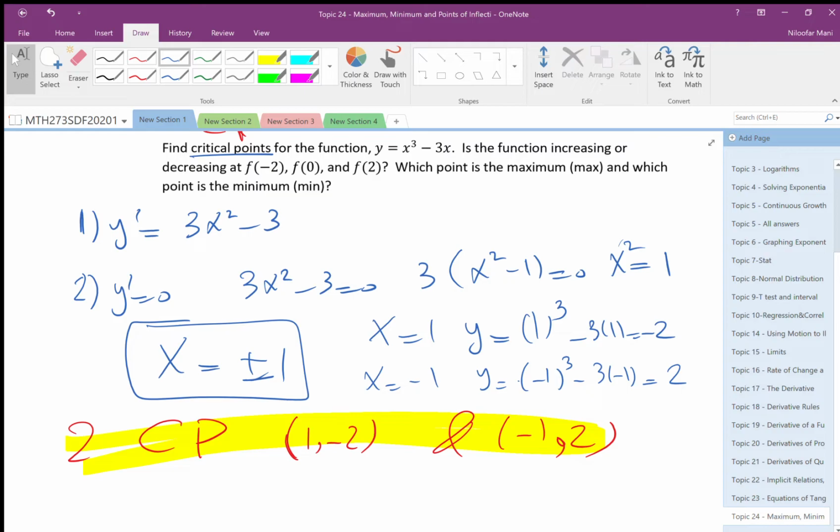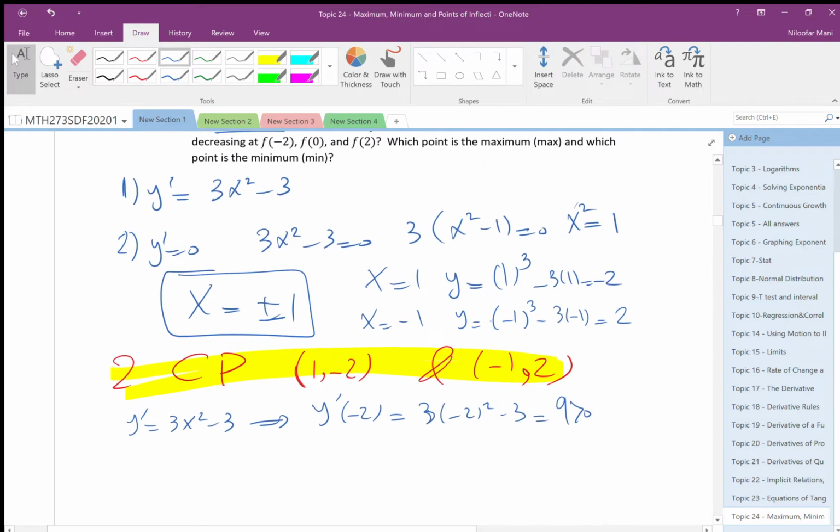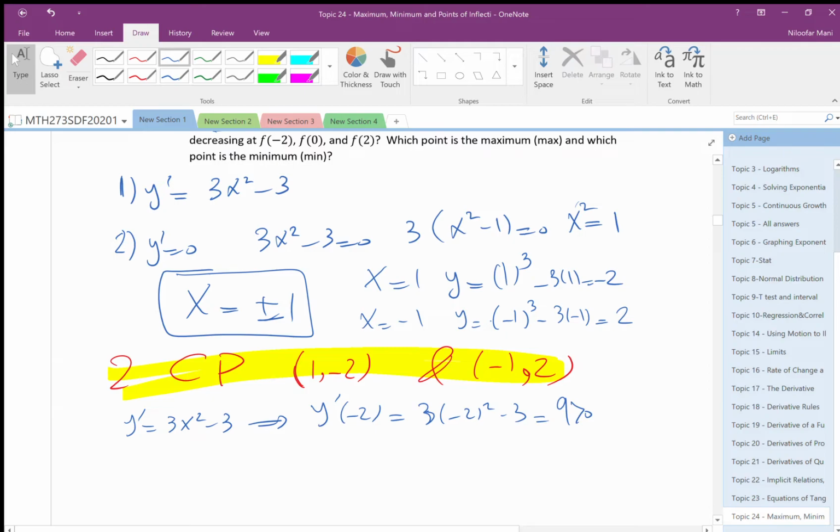Okay, where is the first derivative? The first derivative is 3x squared minus 3. Then I continue. y prime at minus 2 is what? y prime at minus 2 is 3 times minus 2 squared minus 3, which is 3 times 4, 12 minus 3 is 9, which is positive. So at this point it is increasing.